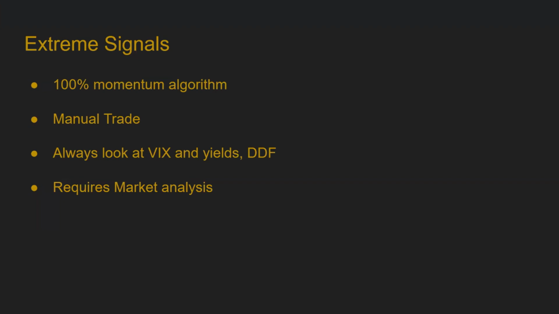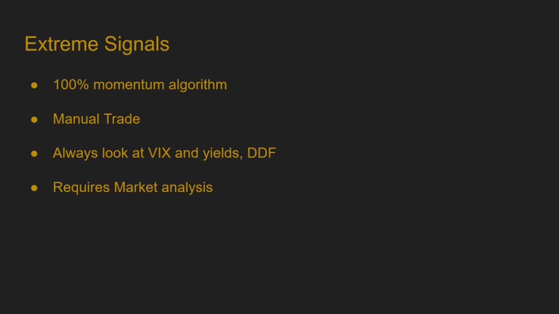The extreme signal is a 100% momentum algorithm. That means no one controls it. It's 100% an algorithm. So the best way to trade the extreme signal is to do it manually, which means actually clicking the button to enter and exit. We do not recommend using the bot or the trader assistant for the extreme. Why? Because it requires a little bit more thinking and analysis than all of the other signals.